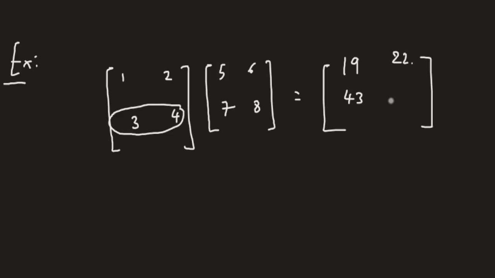Now to compute C22, the guy over here, we need the second row of A and the second column of B. That is 3 times 6, that's 18. 4 by 8, that's 32. 18 plus 32 is 50. So that's how you get the job done.